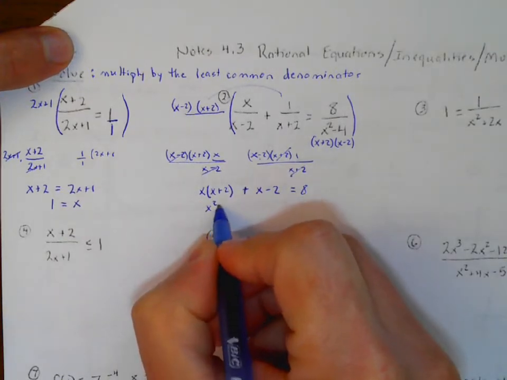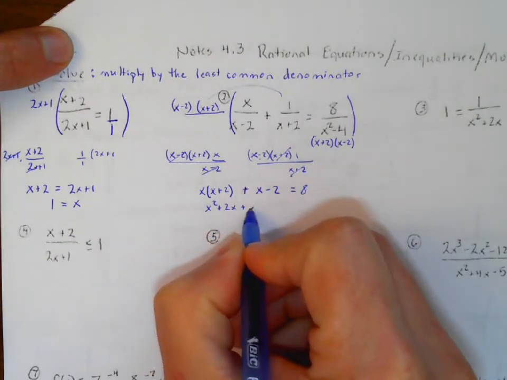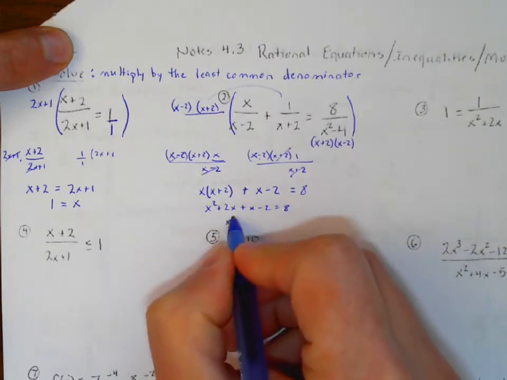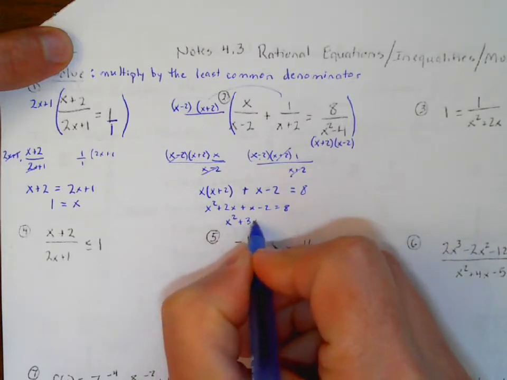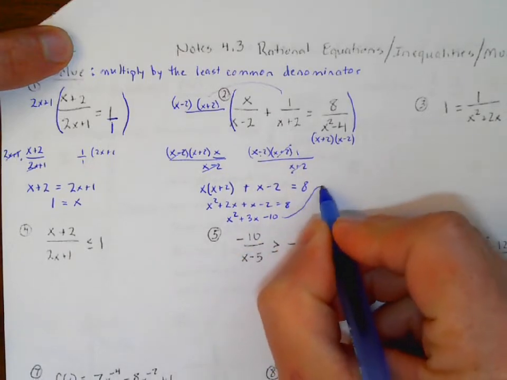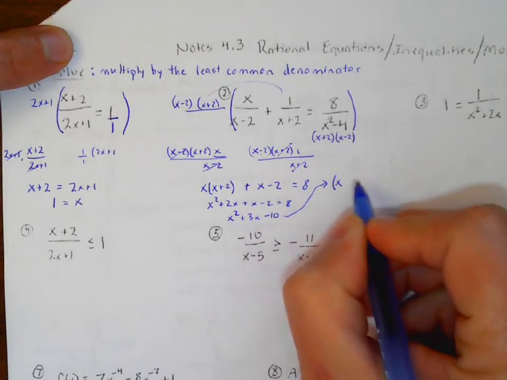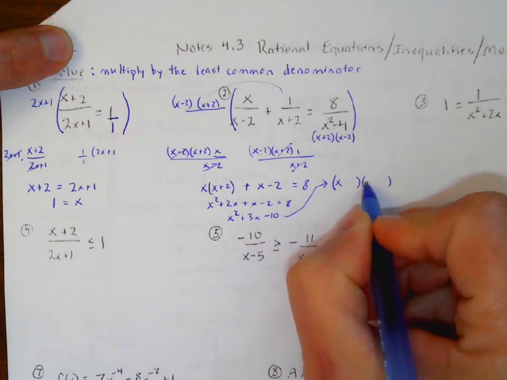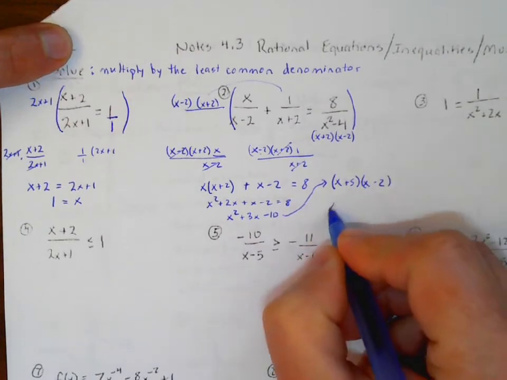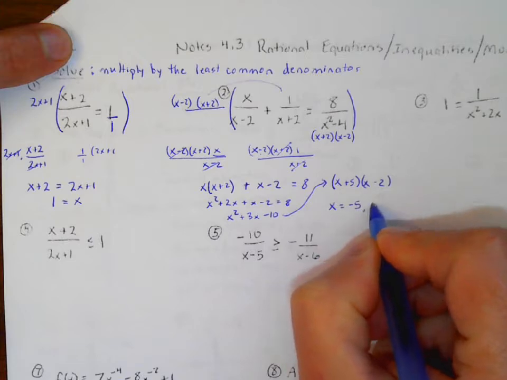So I have x squared plus 2x plus x minus 2 equals 8. Looks like I have a quadratic to solve. So x squared plus 3x, and I subtract that 8 over, it'd be negative 10. If I factor this to solve, let's go plus 5 and minus 2. So I get x is equal to negative 5 and 2.